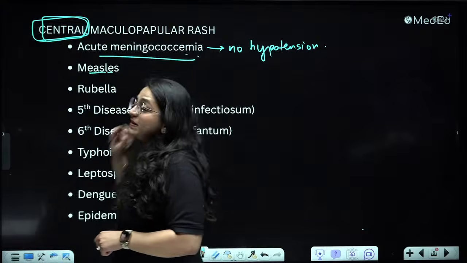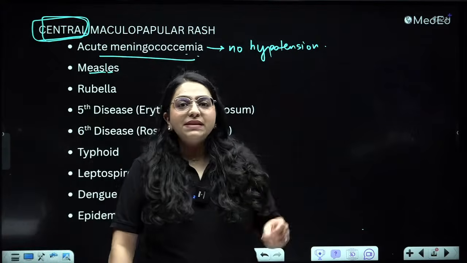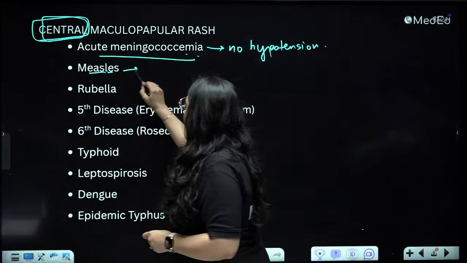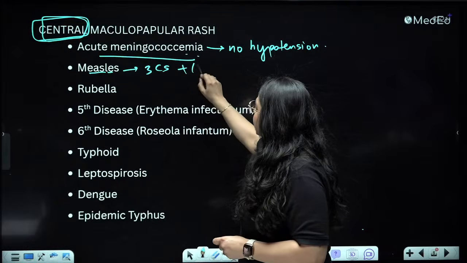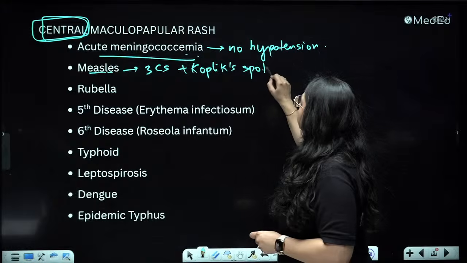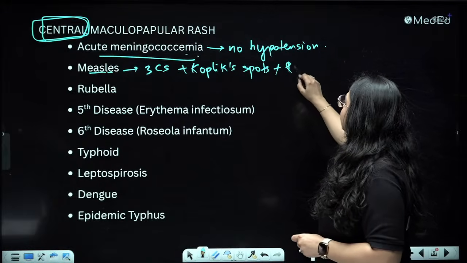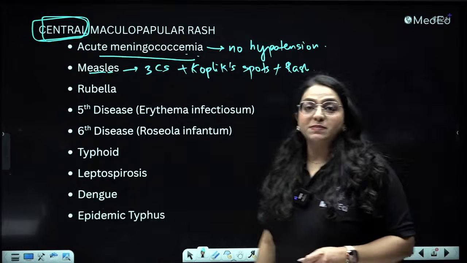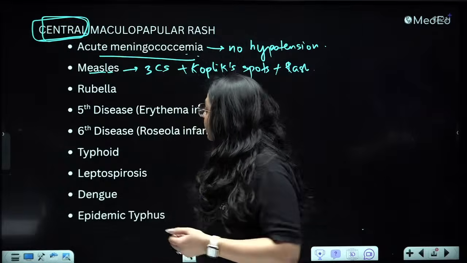Measles. Can I rule out measles? I know that measles has the characteristic 3 C's, cough, coryza, conjunctivitis, plus the Koplik spots. There is no mention of Koplik spots here. Plus there is the rash, and at that time the fever subsides. But there is no such association of fever subsiding with rash.